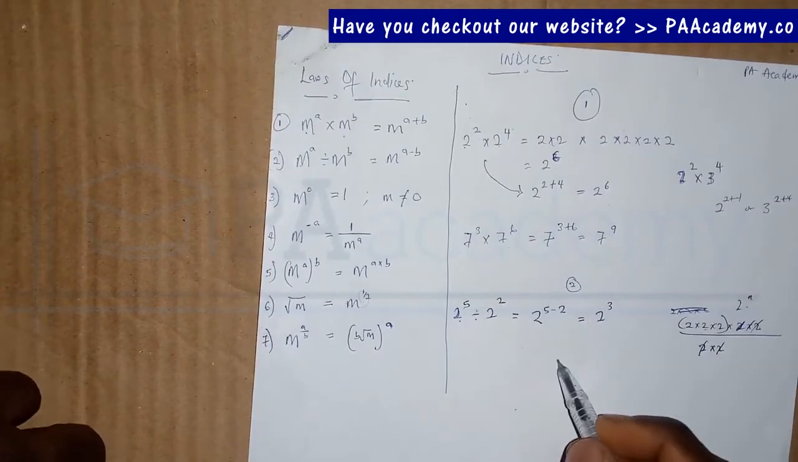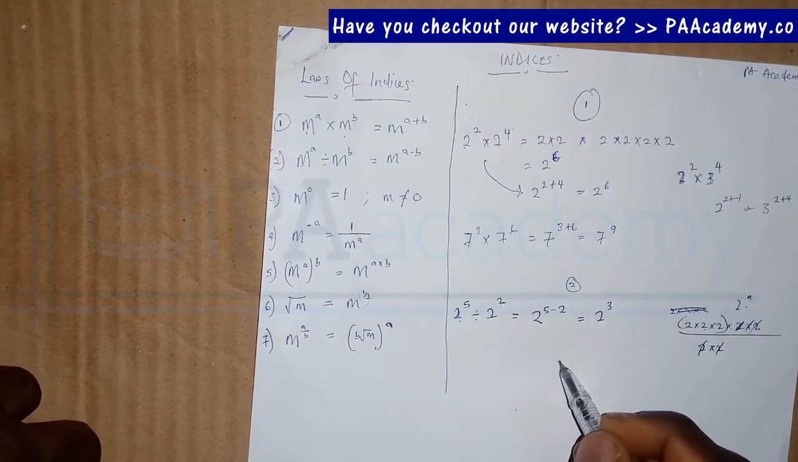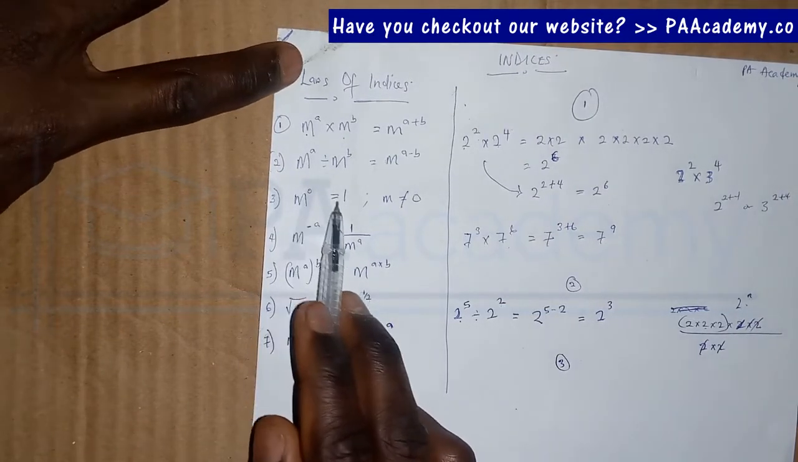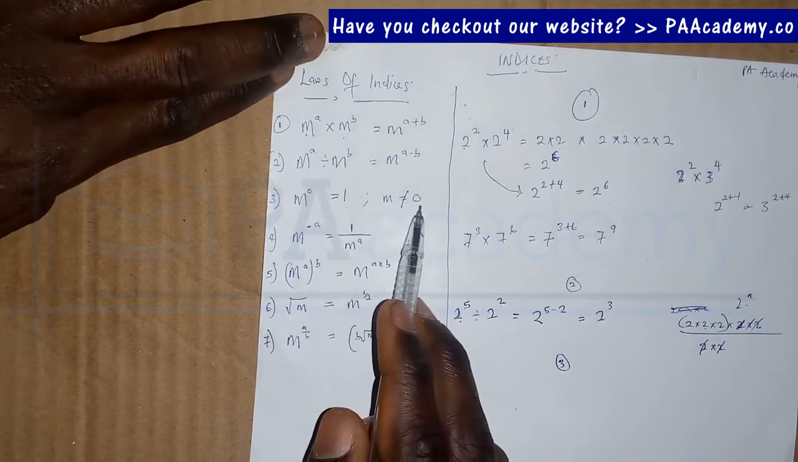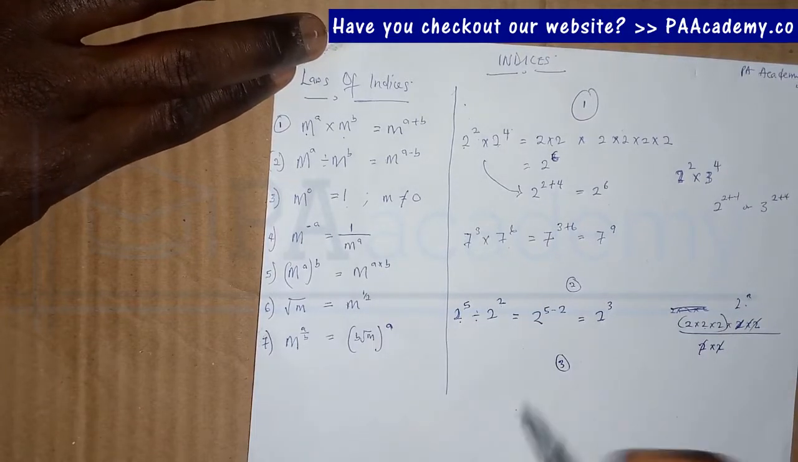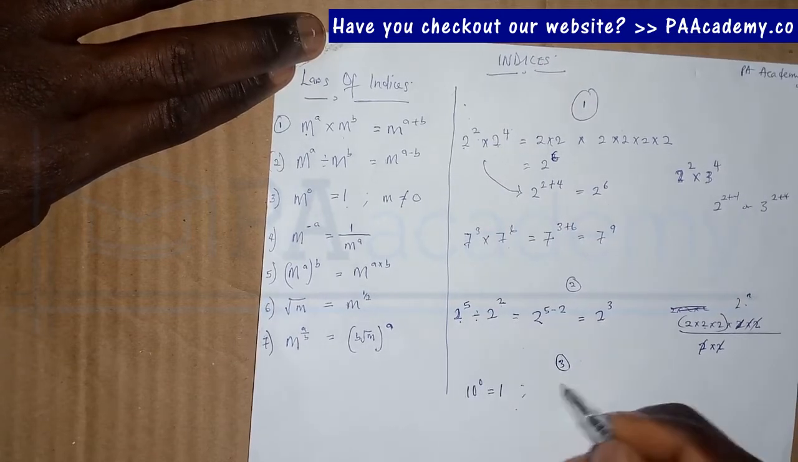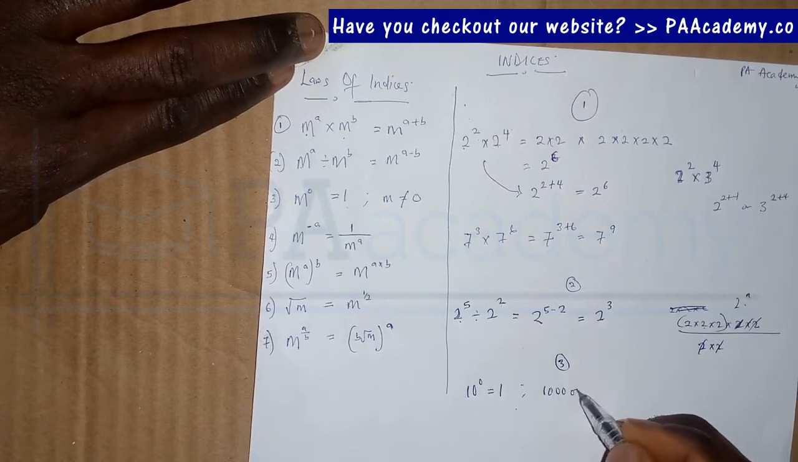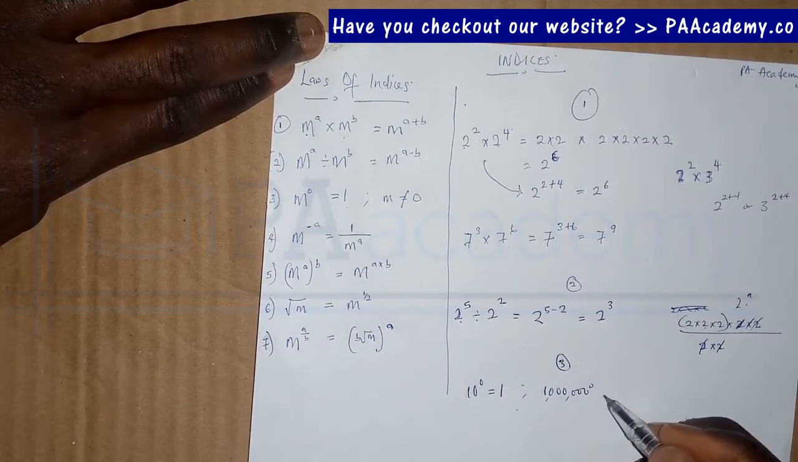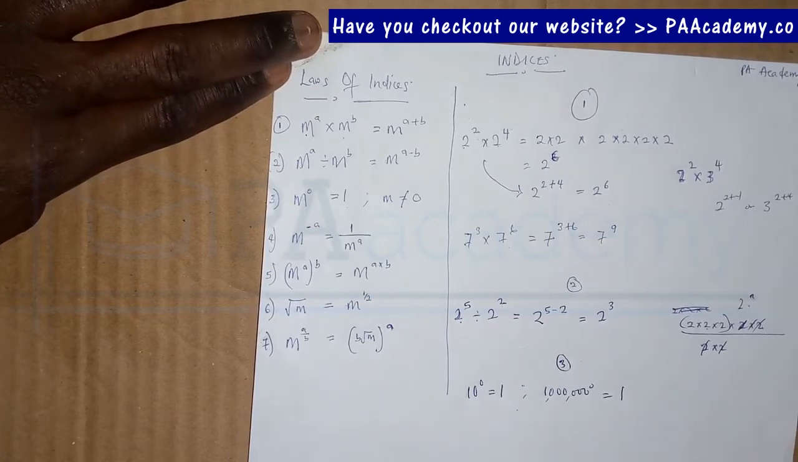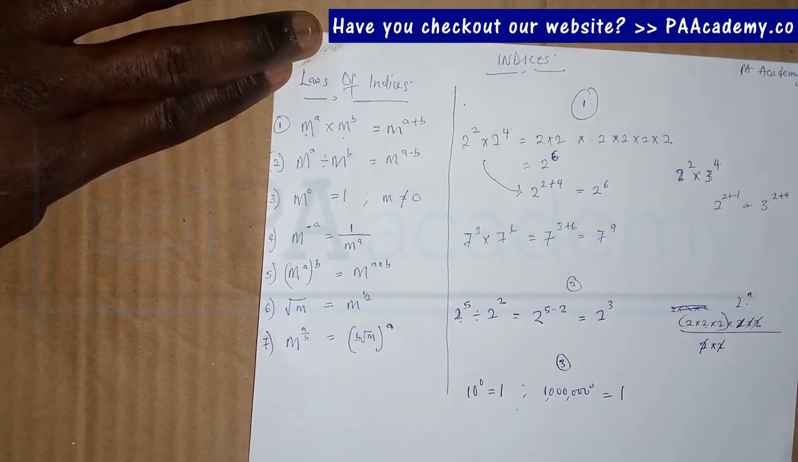Alright, so let's look at an example under law 3. Now, law 3 is more straightforward: any number raised to power 0 is equal to 1, except 0 itself. So if you have 10 raised to power 0, it's going to give you 1. If you have 1 million raised to power 0, it is equal to 1. So any number raised to power 0 is 1, except 0. 0 raised to power 0 is not 1. But any number other than 0 is equal to 1 when we are dealing with indices.